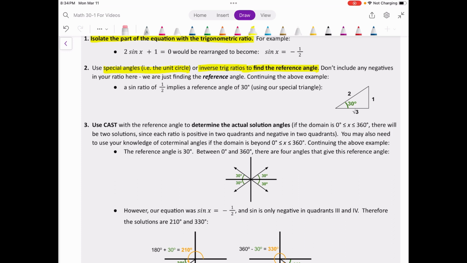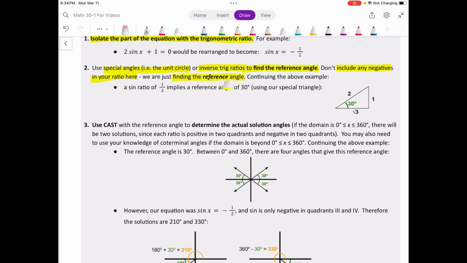Remember, in this step, we don't want to include any negatives in our ratio. So for example, in this one, yes, we know that sine x is really -1/2, but we're just trying to get a reference angle, and then we'll use the stuff that we know to place it in the correct quadrant and figure out what that angle would actually be, knowing that it's actually negative, okay?